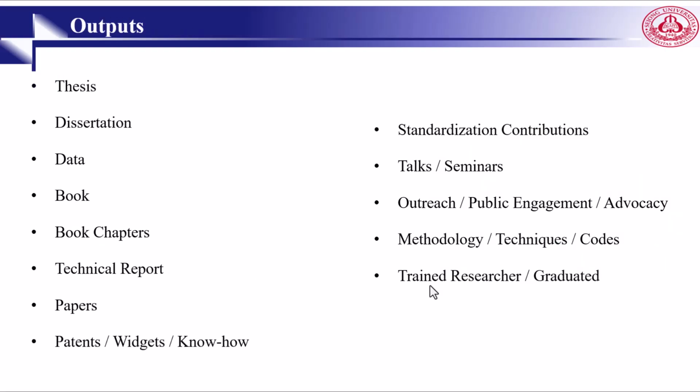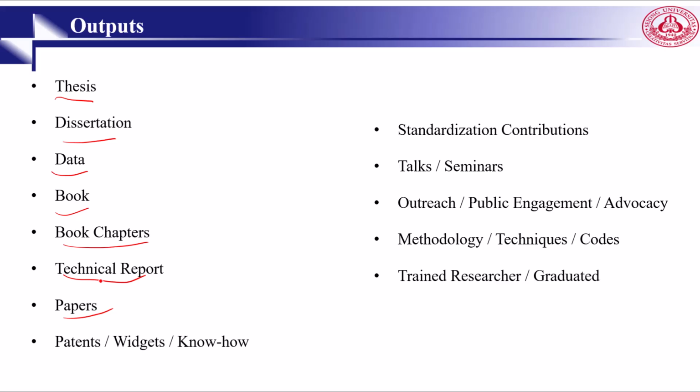An output is an outcome of research, and it can take many forms. Research outputs must meet the definition of research. We see the wide spectrum of possible research outputs, and all of them represent valuable contributions to knowledge creation and dissemination. At the core, we have traditional academic outputs such as thesis, dissertation, data sets, books, book chapters, technical reports, and research papers. These are the most common forms of scholarly communication. They capture the depth and originality of research.